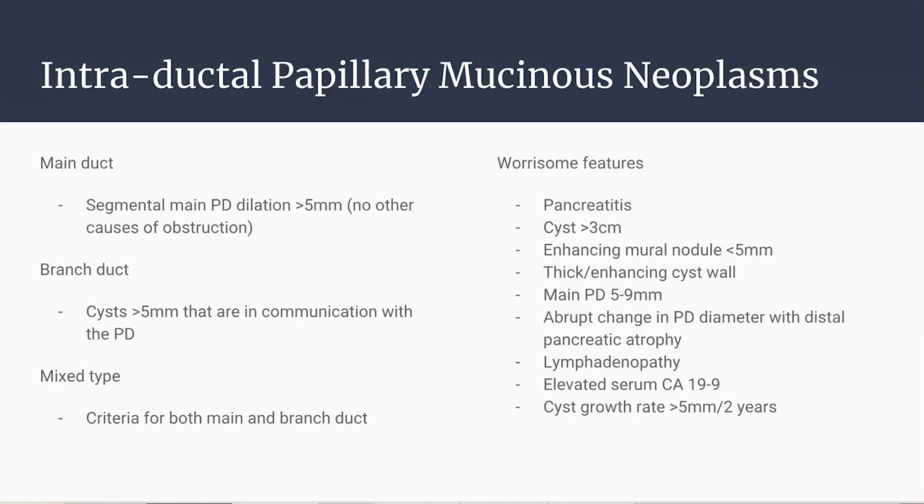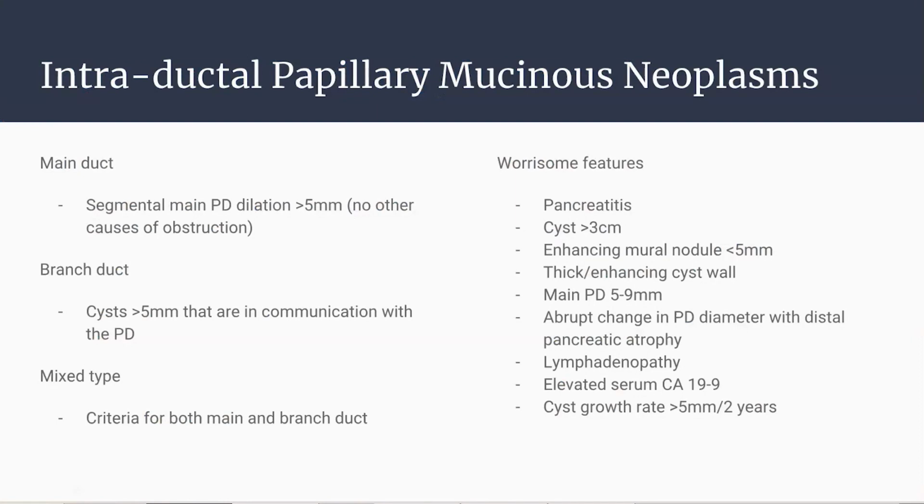This is tricky because some of them do have a malignant potential. Therefore, it is important to differentiate between the bad actors and the good actors. Let's start with one of the most common types of cysts that we see, IPMN. There are three main types: main duct, branch duct, and mixed type IPMN.